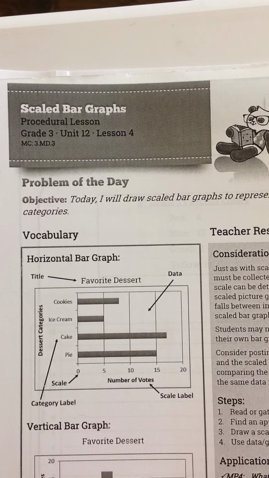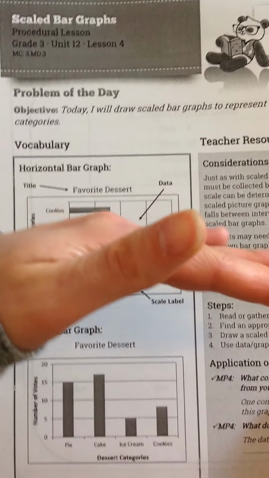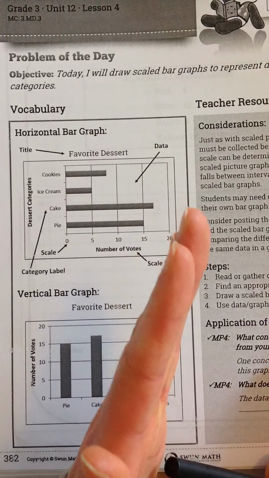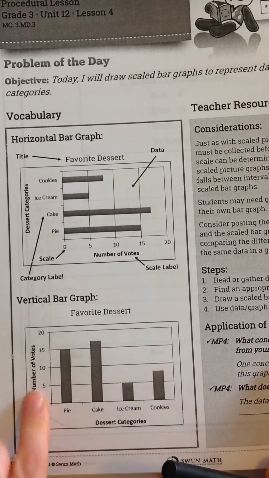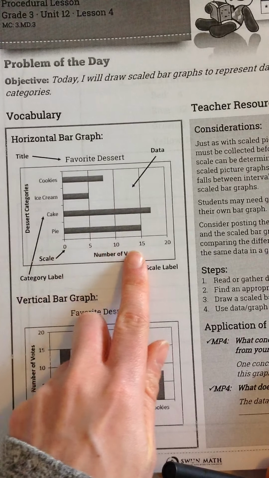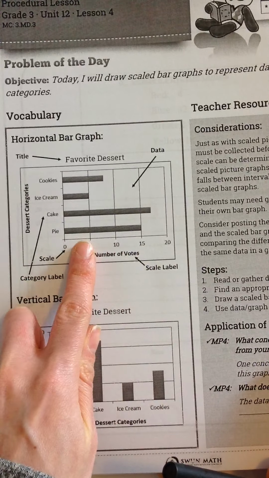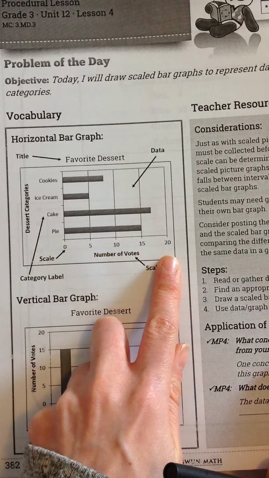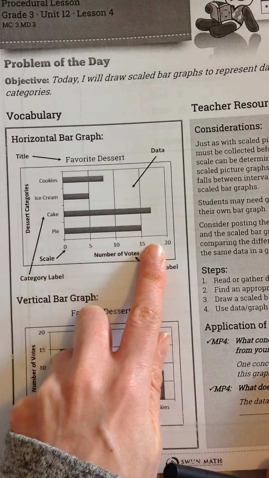Scaled bar graphs, Unit 12, Lesson 4 for today. Same bar graphs as yesterday. Same vocabulary, horizontal bar graphs versus vertical bar graphs. And that our scale is right here and right here, depending on your graph. And that you can tell what the scale is because we are counting by fives. So each interval is 5, 5, 5, 5. Okay, so that means that each of these votes is worth 5.